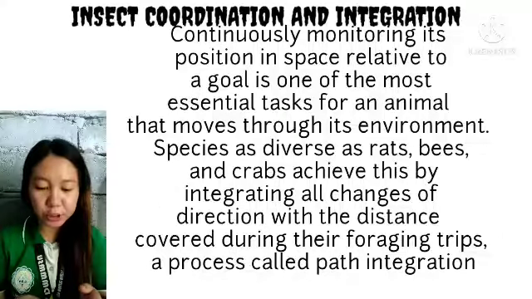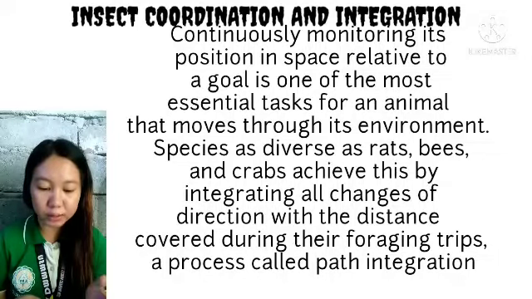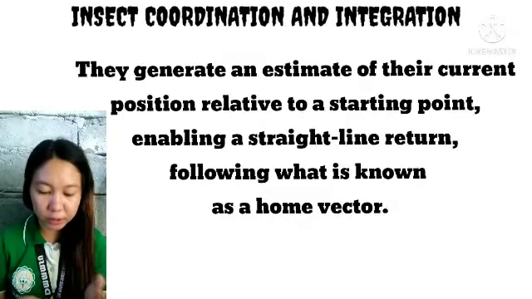Continuously monitoring its position in space relative to a goal is one of the most essential tasks for an animal that moves through its environment. Species as diverse as rats, bees, and crabs achieve this by integrating all changes of direction with the distance covered during their foraging trips, a process called path integration. They generate an estimate of their current position relative to a starting point, enabling a straight-line return following what is known as a home vector.